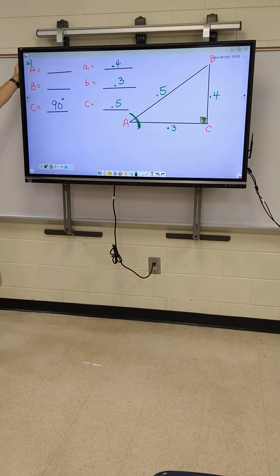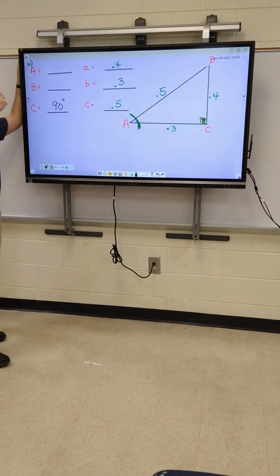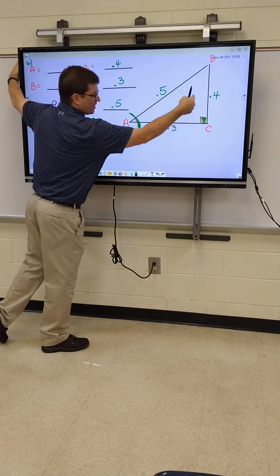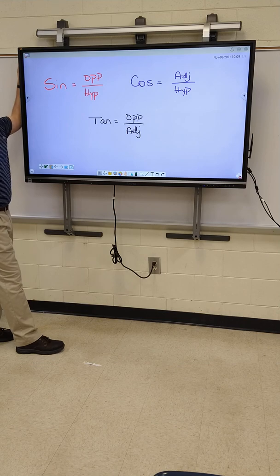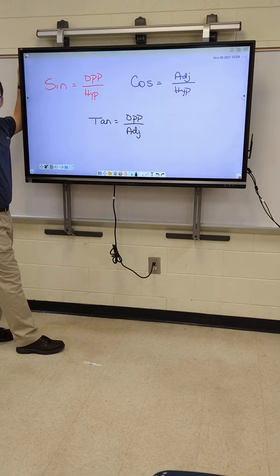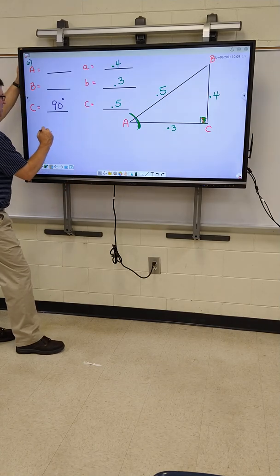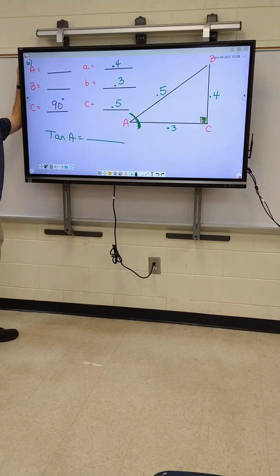Now every other problem, we've only had one side with a number on it, so we had to pick a particular formula. But this time every side has a number on it. That means we can pick any formula we want. We haven't done tangent yet. Let's do tangent. So it's going to be tangent of capital A equals.